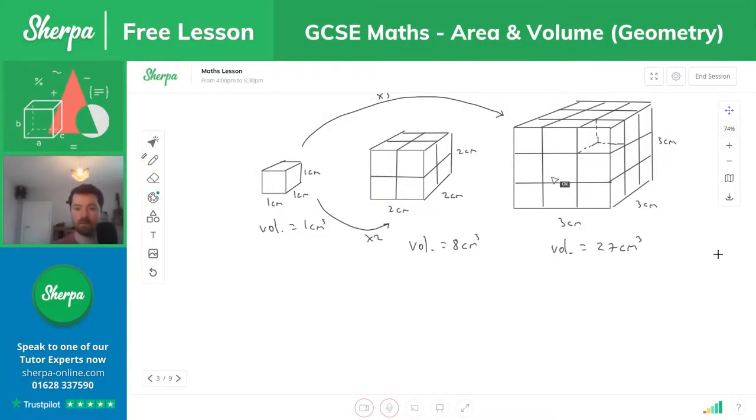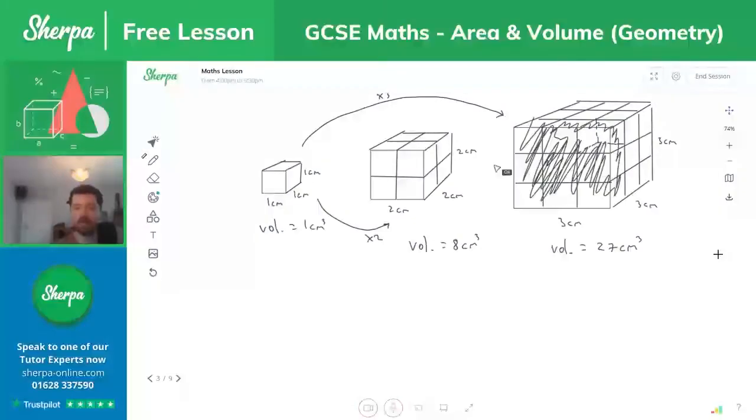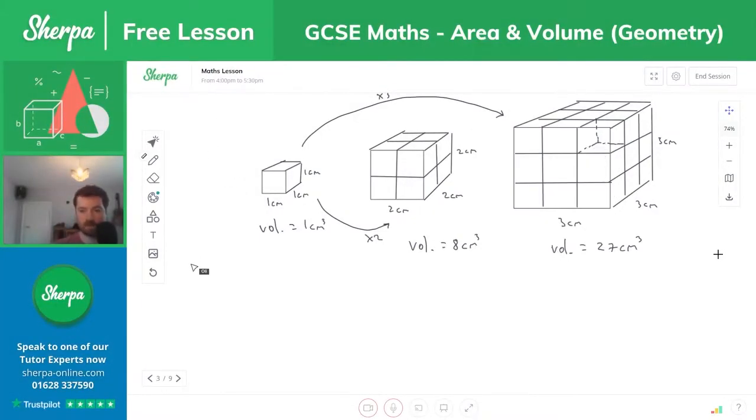So however many of these little cubes we have is going to tell us what the volume of my large cube is. And we've got 3 by 3 in this first layer. So all these cubes here in this front layer have a volume of 9. We've got 9 cubes in our first layer, 9 in our second layer, 9 in our third layer. So we've got 27 small cubes in total. That's another way of thinking about how our volume is actually being calculated.